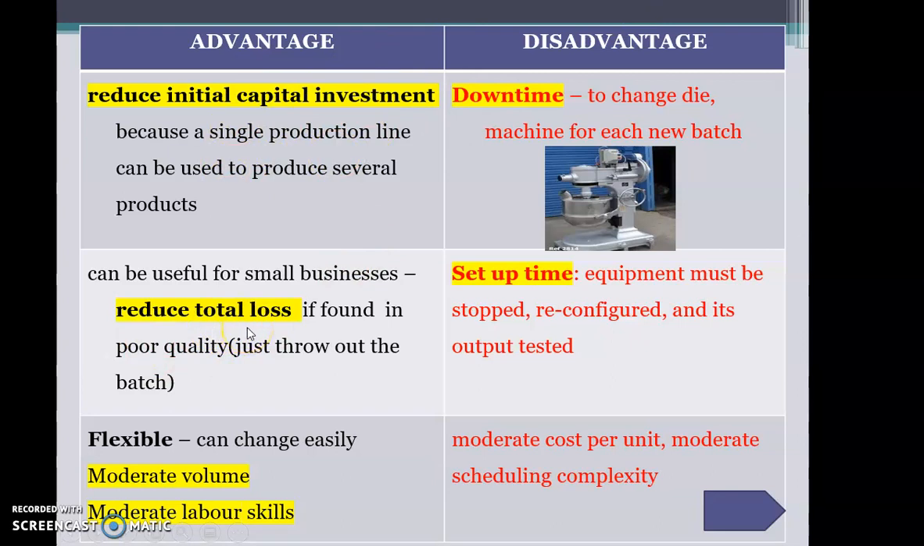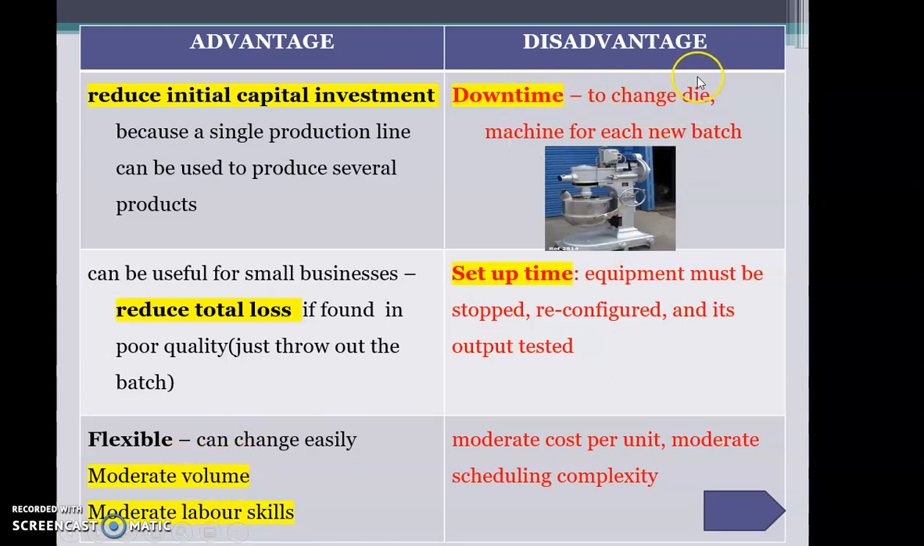And then the second one is the reduced total loss. For batch, if there is a defect in one batch, they just throw the whole batch. But imagine you have a defect in mass production, which involves high volume; you have to discard the whole volume. It's going to be a big total loss for mass production if they find a defect, compared to batch, where you just throw the whole batch. Okay, flexible. It can change easily and is mostly moderate volume and moderate labor skill.